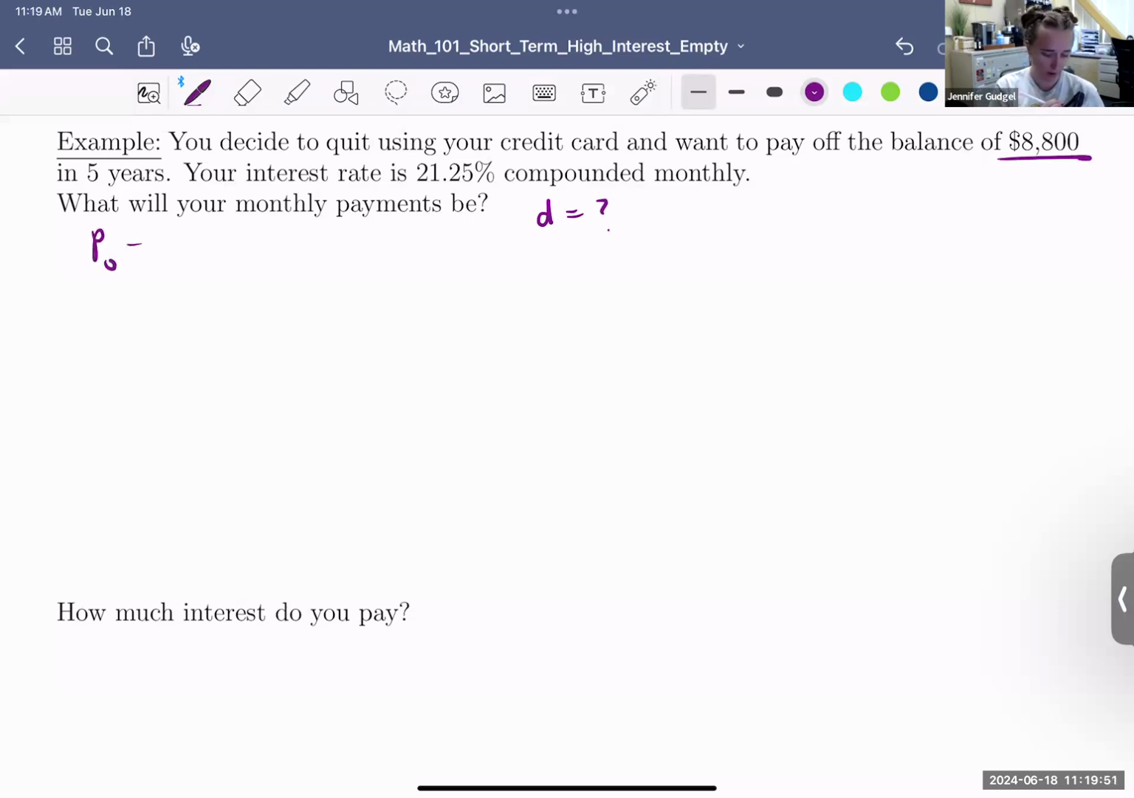We had a loan amount, a credit card bill of $8,800. We wanted to pay it off in 5 years with monthly payments. We had a rate of 0.2125, right? 2 places over on that decimal to get the decimal version of the percentage. Sorry, 2 places over on the percentage to get the decimal version.